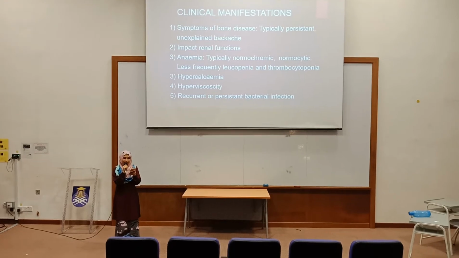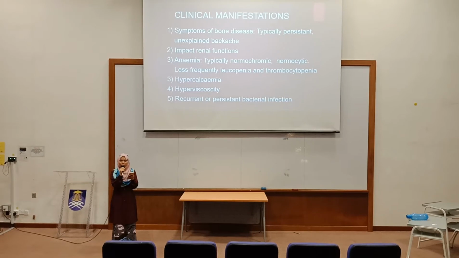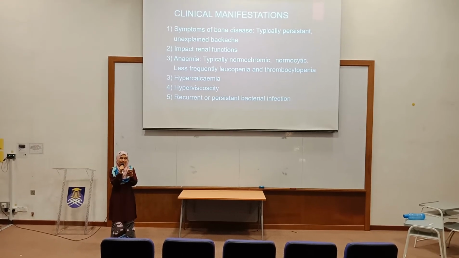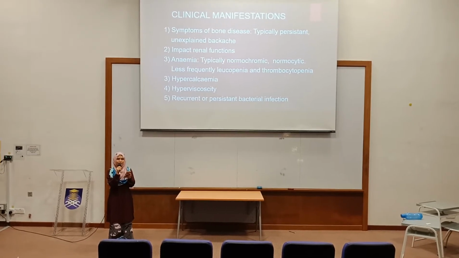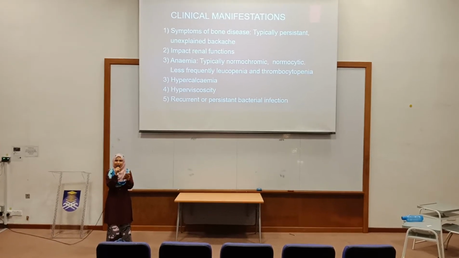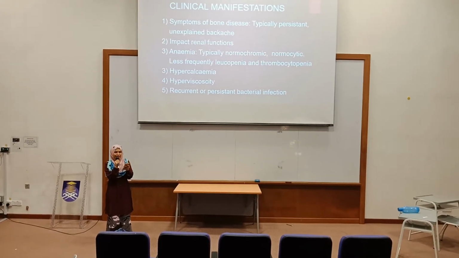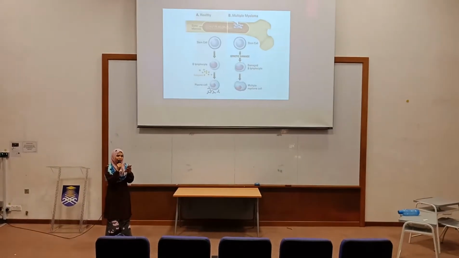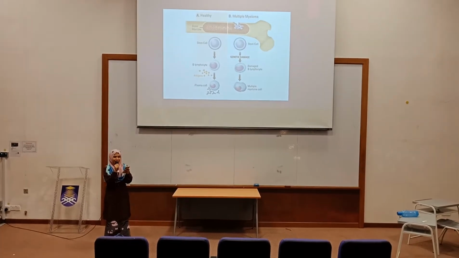Patient will face anemia, typically normochromic, normocytic, and less frequently leukopenia and thrombocytopenia. Patient also will face hypercalcemia and hyperviscosity. Hyperviscosity is caused by the increase of serum immunoglobulin in the cell. And then the patient also will face recurrent or persistent bacterial infection. There is a figure of a healthy bone and the multiple myeloma of the bone marrow that we can see.